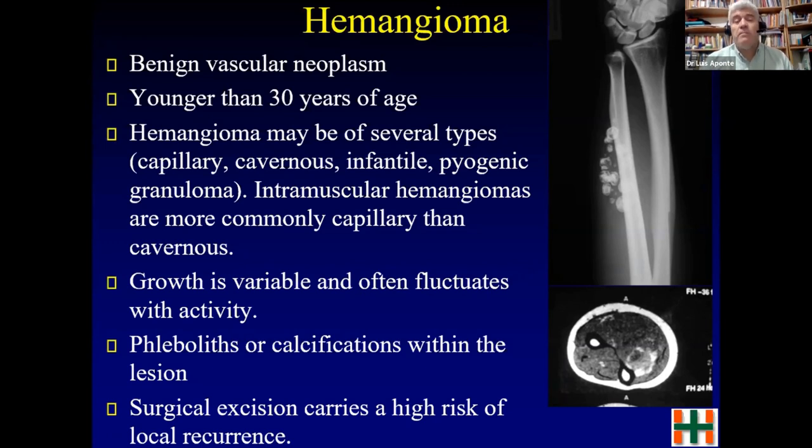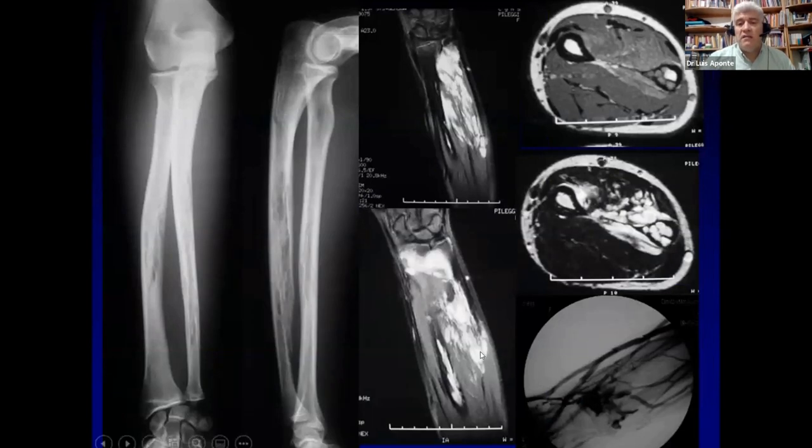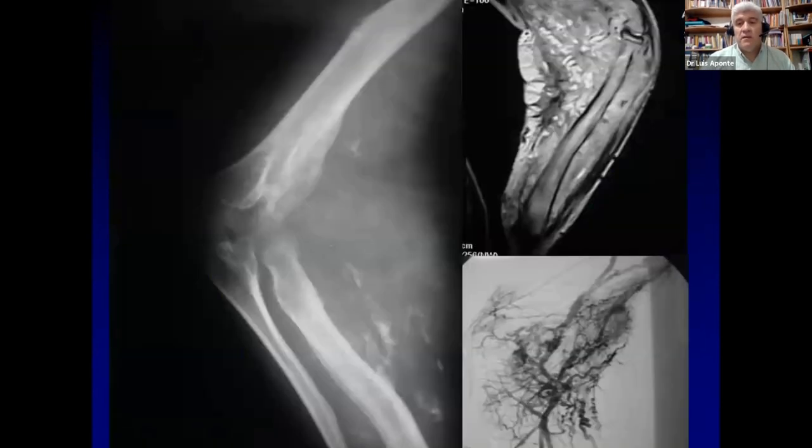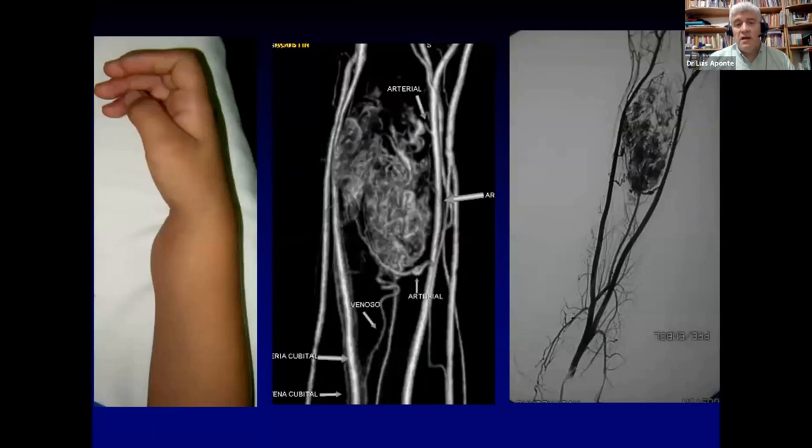So we can perform embolization like this to reduce the mass. You can see here big masses. This is typical of a hemangioma. Here is very typical. You can be very afraid when you see this, but it's very typical of a hemangioma. You can see here some big ones, with a lot of malformation of the skin. You can perform angiography, but the only way to be sure is to ask if it changes with activity.